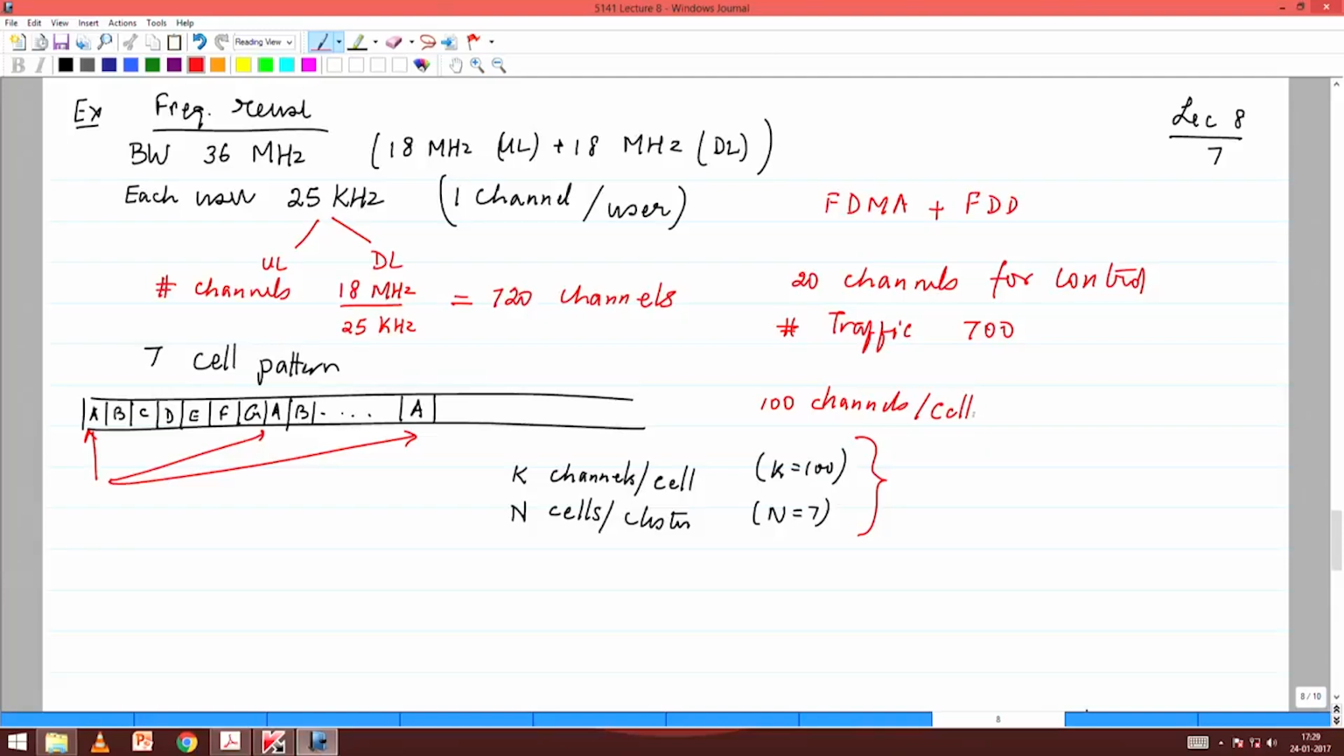So what is the total spectrum that I have for traffic? The total spectrum that I have for traffic will be k times n, and that is a fixed number. I cannot vary that.